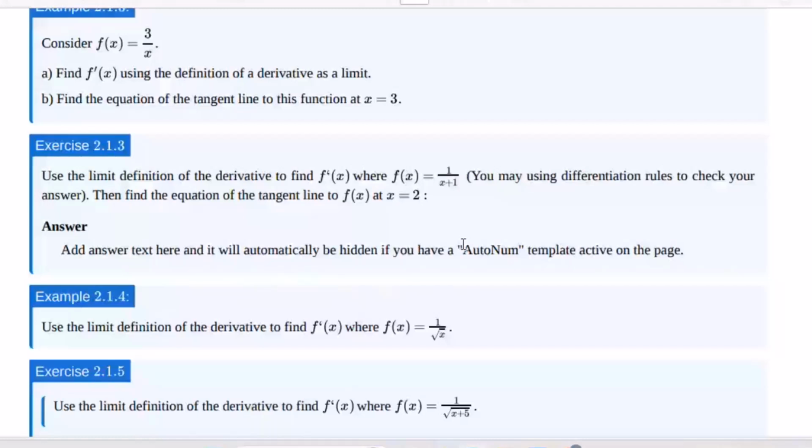After cancelling the root of x plus 5 and the root of x plus 5, I'm left with h over h. Then it's 1. Is it fine? Yeah, now I also got 1. I didn't substitute h with 0. I just said the answer. Yes, the answer is 1.